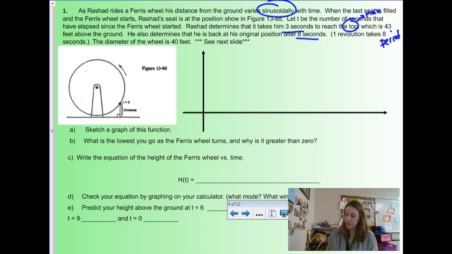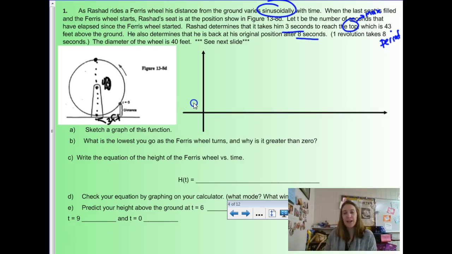So if I go to my picture here, the diameter of this wheel is 43. Oh, no, it's not. It's 40. But it said the max height here is 43, which tells me that there's obviously a distance between the wheel and the ground. And the distance right there is 3 feet. So it can't hit the ground for obvious reasons. Otherwise, the whole wheel would fall apart.